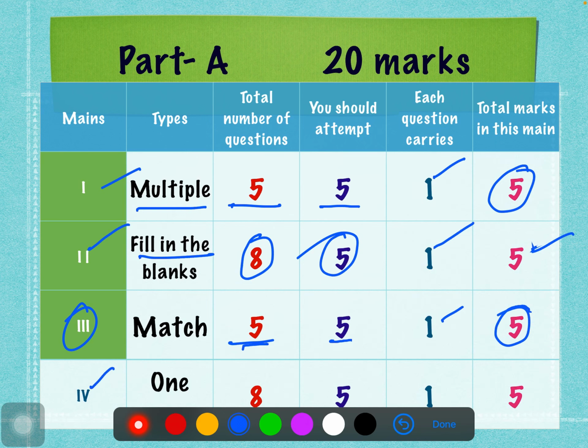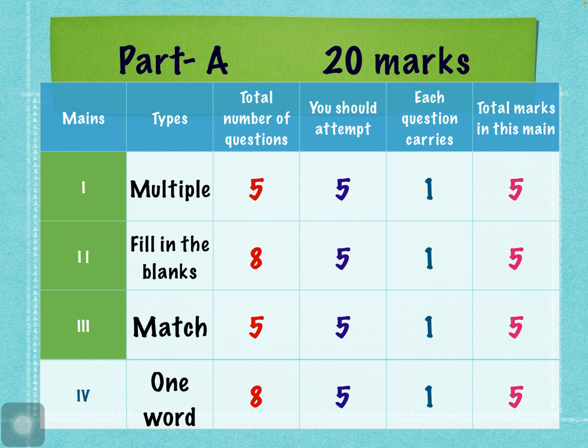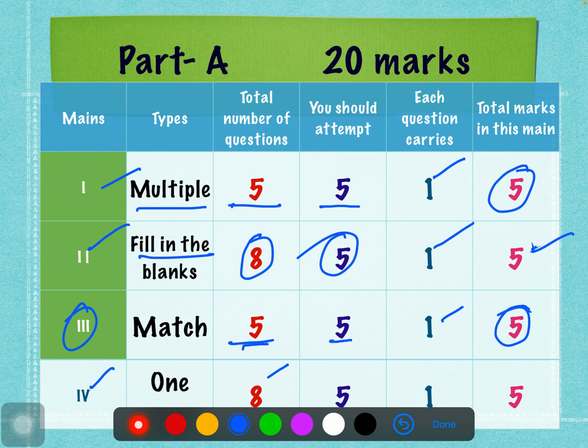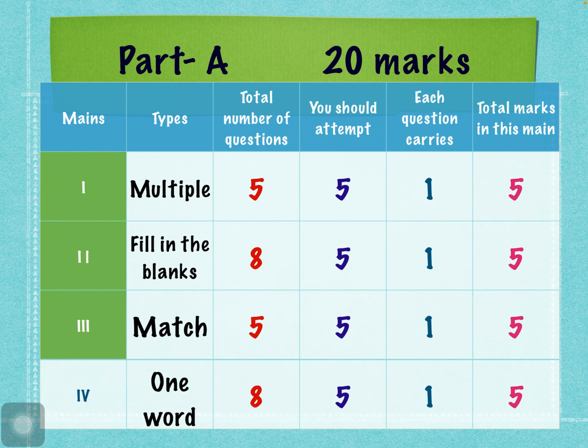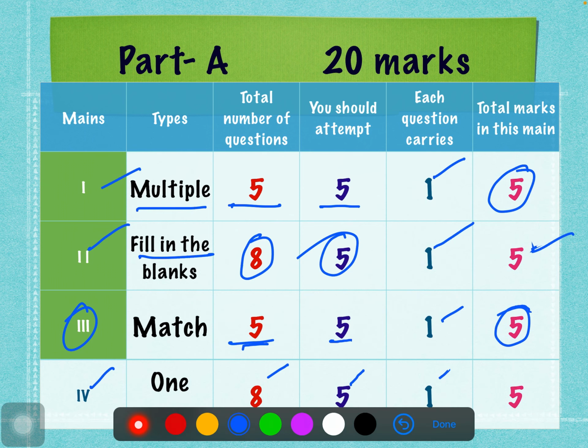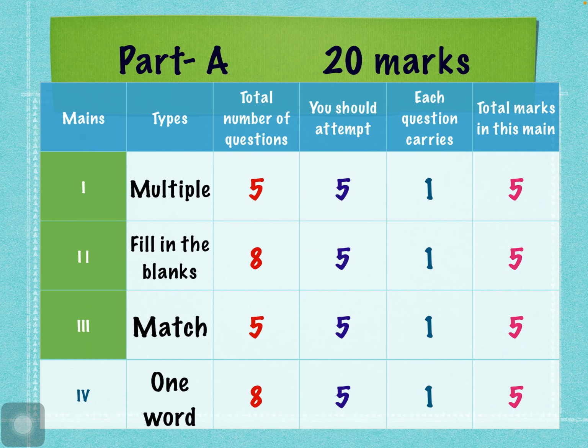And the last main is one word, one sentence. You can see here one word. Otherwise, sometimes you have to answer a few of the questions in one sentence. In this main, you have 8 questions. Out of 8, you have to answer only 5. That means here also you have 3 extra questions. Each question carries 1 mark and the complete score will be 5. Like this, the first main carries 5 marks, the second main 5 marks, the third main 5 marks and the last main 5 marks. Combined, you're going to score 20 marks out of this.